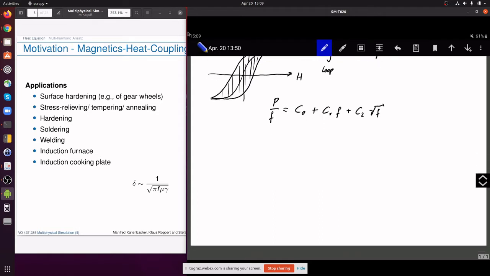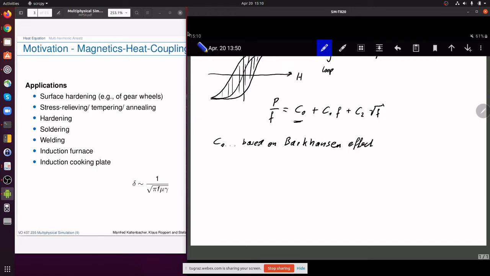And the reason for that are the different length scales at which these losses occur. So this C0 component comes from the so-called Barkhausen effect, which simply means, or it's not that simple, I will try to keep it simple. This is based on the Barkhausen effect.